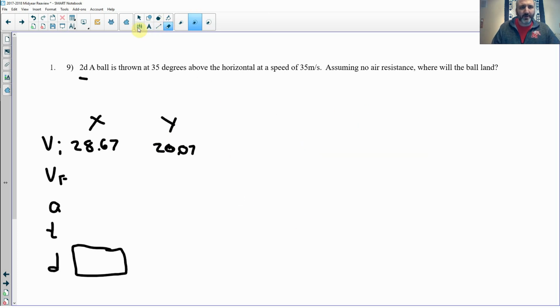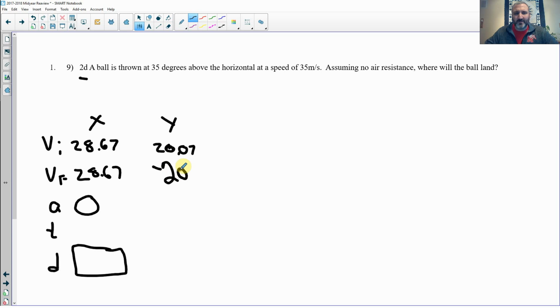We know a couple of things because I hope we paid attention in class. Do things speed up or slow down in the X dimension if they are projectiles? No, therefore the acceleration is 0. And if we start at 28.67 meters per second in the X and we don't speed up or slow down, we're going to end at 28.67 meters per second in the X. And if we go up with 20.07 meters per second, we are also going to come down at the end with 20.07 meters per second, because the acceleration is negative 9.8 meters per second squared.